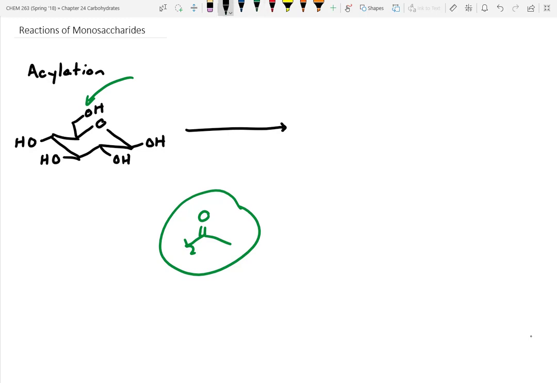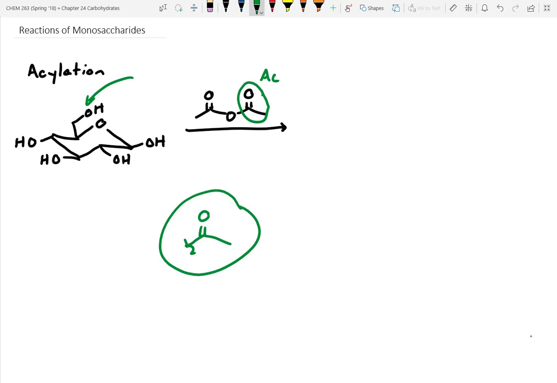So you have a couple options. One could be an acid halide, right? But that's pretty harsh. So most chemists will avoid using acid halides. Instead, what they'll use is something like acetic anhydride. And this portion right here can just be abbreviated as AC.